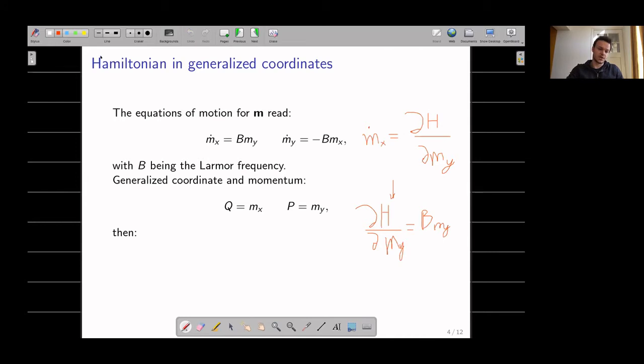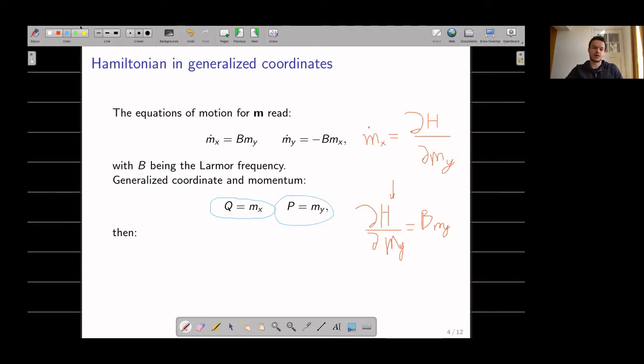Now, in order to determine the Hamiltonian in generalized coordinates, one can do the following. The Hamiltonian formulation is easy to write, and I hope everyone knows the equations. If not, I can write them down. But one of the equations would be the following. We can first identify the generalized coordinate and momentum here. So the generalized coordinate will be mx, and the generalized momentum would be my.